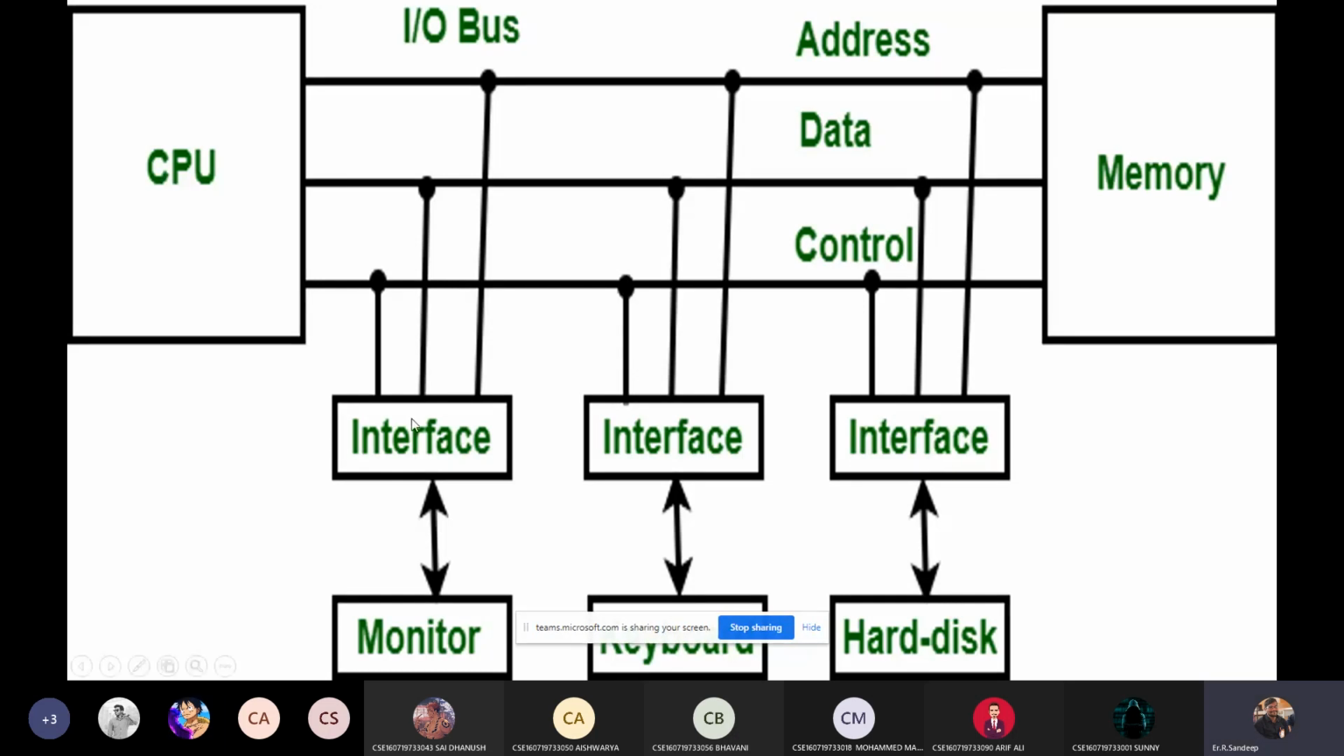Are you able to see my screen? Yes, sir. So the memory and the CPU diagram is on my screen. On one hand you have the CPU and on the other hand you have the memory. The concept we are calling an input output bus.